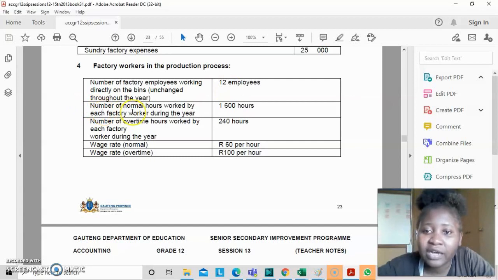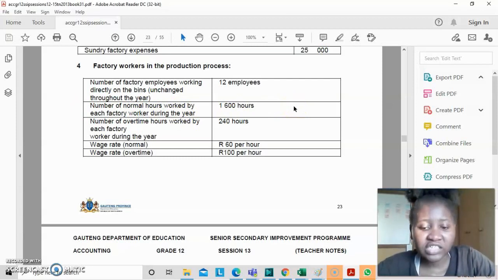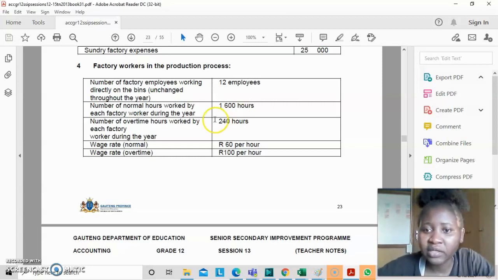And then they're saying the number of normal hours worked by each factory worker during the year. So by normal working hours, we mean the 40 hours a week, right? So that's the normal one. Remember, overtime versus normal working hours are not charged the same. So you will say 12 multiplied by 1,600 hours.